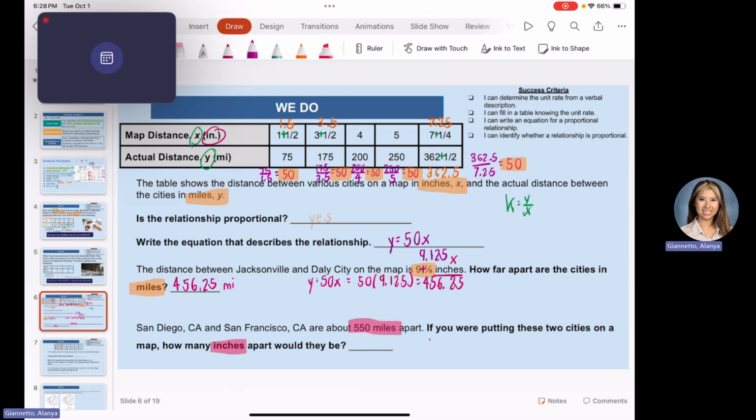Okay, so we're going to use that same equation, y is equal to 50x. But this time it gives us miles, right? And miles we know is our y. So this time we're going to plug in our y value. So that's 550 is equal to 50x.